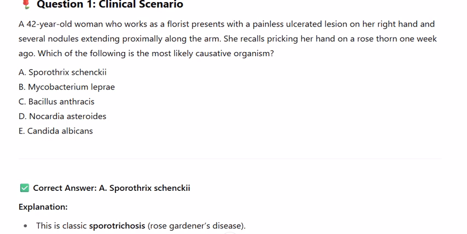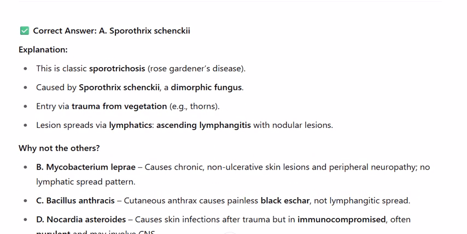A. Sporothrix schenckii, B. Mycobacterium leprae, C. Bacillus anthracis, D. Nocardia asteroides, E. Candida albicans. Correct answer, A. Sporothrix schenckii. Explanation: this is classic sporotrichosis, rose gardener's disease, caused by Sporothrix schenckii, a dimorphic fungus. Entry via trauma from vegetation, e.g. thorns. Lesion spreads via lymphatics, ascending lymphangitis with nodular lesions.